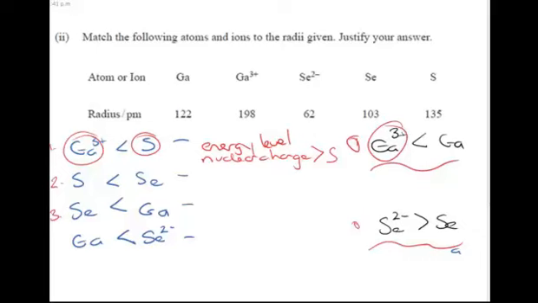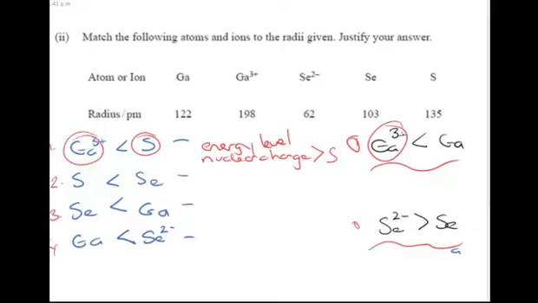Why is selenium smaller than gallium? Well, gallium has fewer protons. They're both in the same energy level, and as we go along we get more protons being added, we get greater electrostatic attraction, therefore we expect selenium to have a smaller radius than gallium.